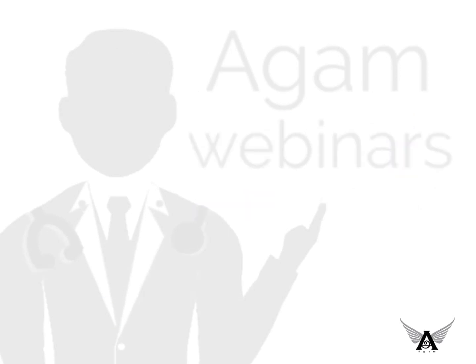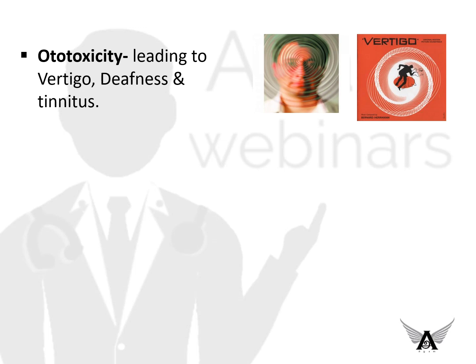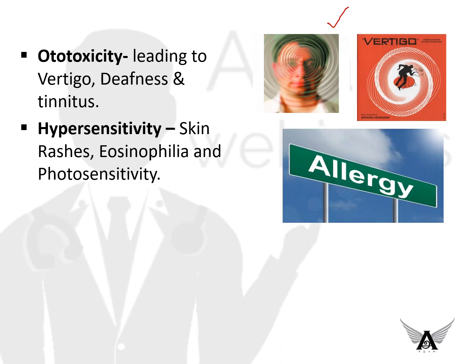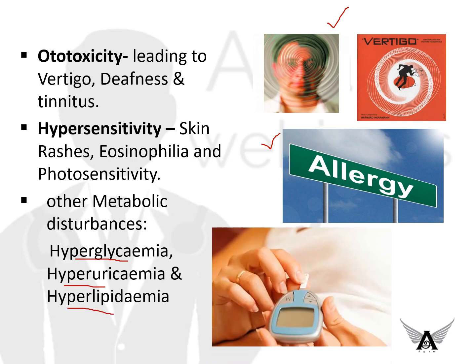Next, ototoxicity leading to vertigo, deafness and tinnitus. Then hypersensitivity reactions like skin rashes, eosinophilia, photosensitivity and other allergic reactions. And then other metabolic disturbances like hyperglycemia, hyperuricemia, and hyperlipidemia. Hyperglycemia is very common. Okay, next.